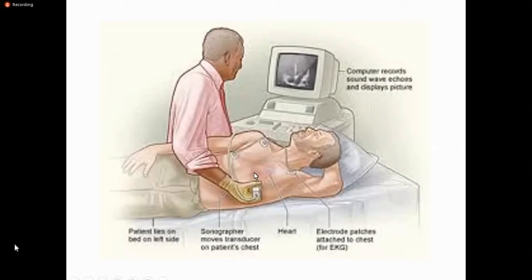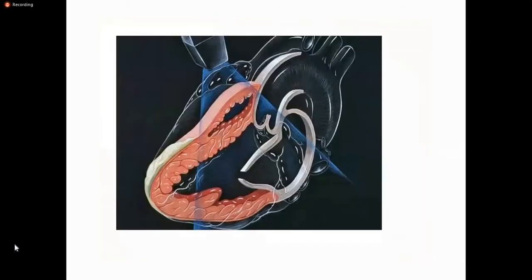These are the recommendations: we place the patient in the left lateral position, with the heart on the left side. And we place the transducer over the chest. So this is the place where we place the transducer over the chest, and we get the live images on the screen. Here you can see in this picture the placement of the transducer.